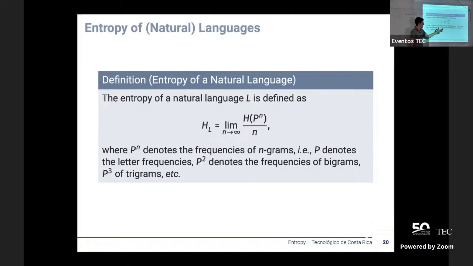And this also makes sense, right? Because the more letters we consider for computing something about the language, the more information we take, so the better we define entropy for a language. Otherwise, if you didn't get this intuition, just take this as granted. It's just a definition. We just define entropy for a language like this.